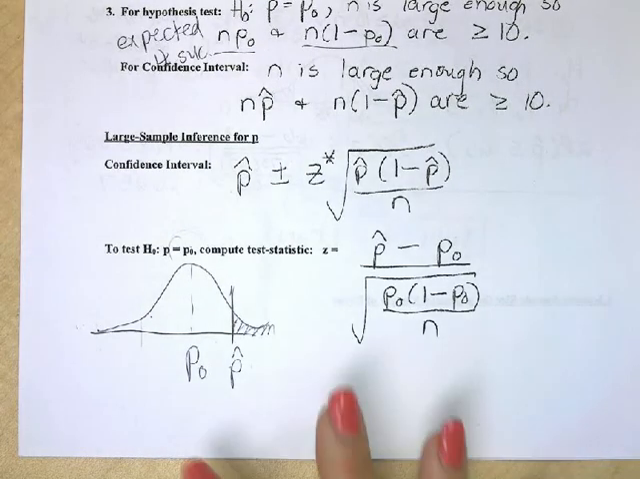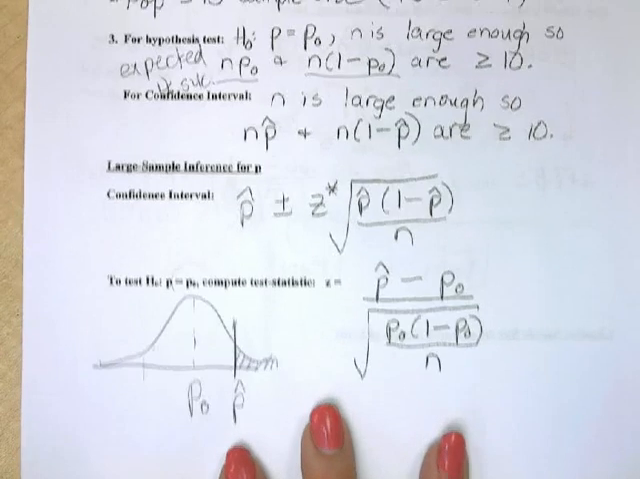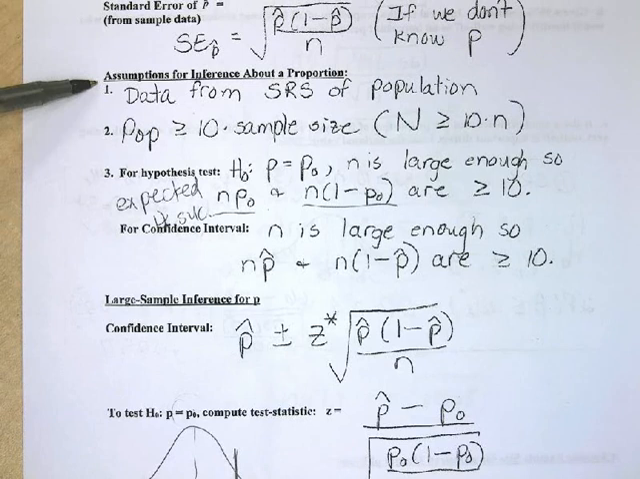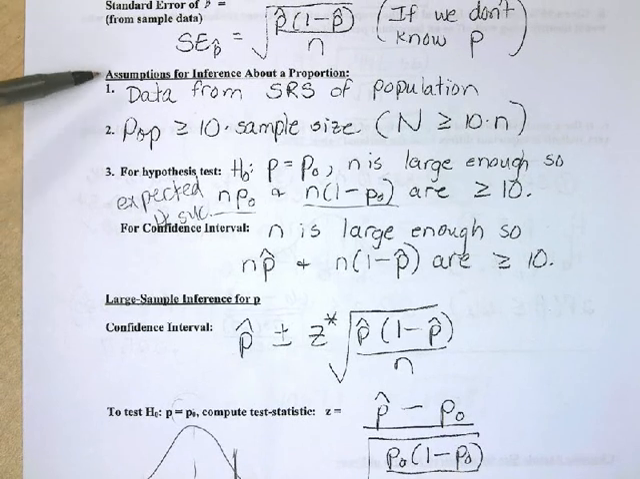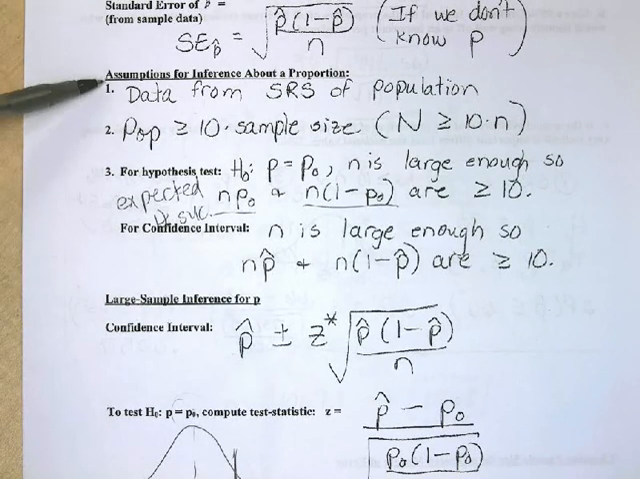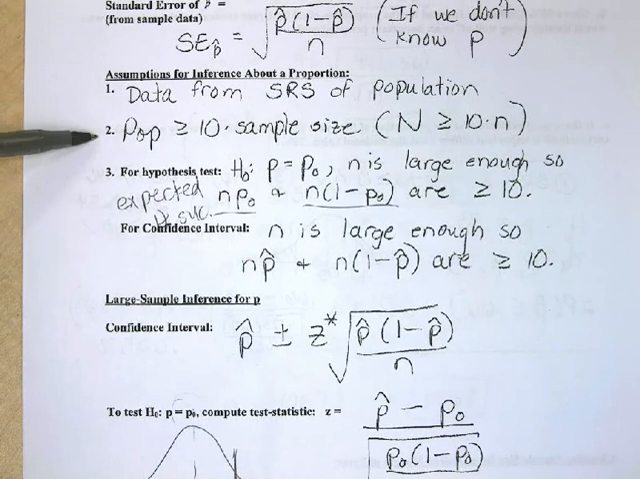Now let's go back up a second to the confidence interval. Sometimes I'll ask you, and the AP test will ask you, what type of assumptions do you have when you're going to be calculating a confidence interval for a p-value? And so, once again, we need simple random samples, and we need to have the population greater than or equal to 10 times the sample size.